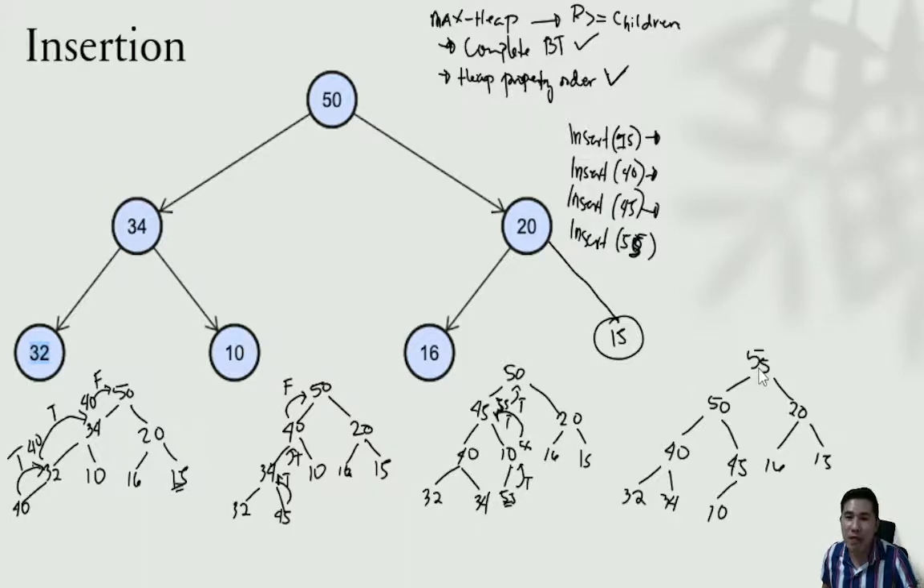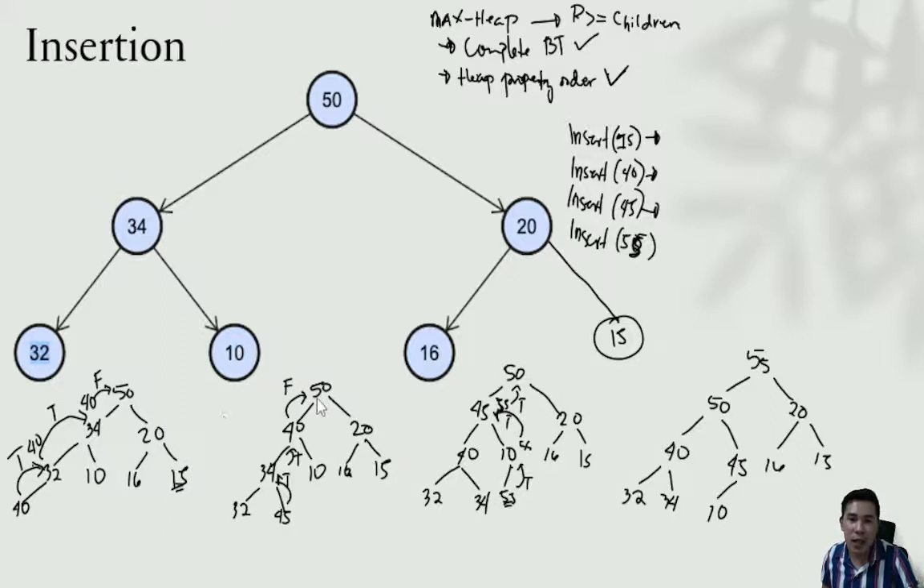So we have 55. Is it greater than its children? Yes. Is 50 greater than its children? Yes. 40 rather. Is 45 greater than its child, which is 10? Yes. So we can also check that one here. 50 is greater. After inserting 15 right now, there's no big change here.